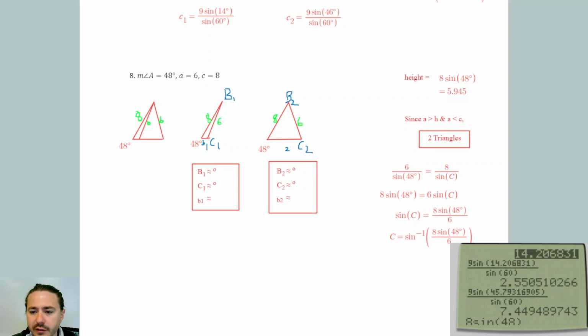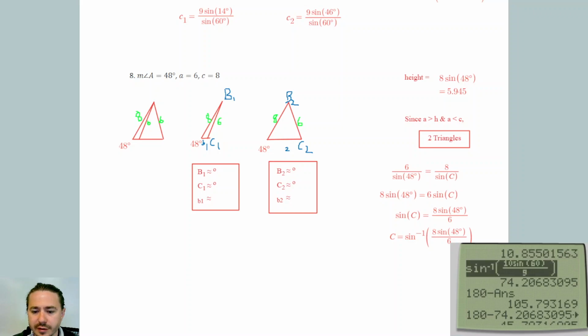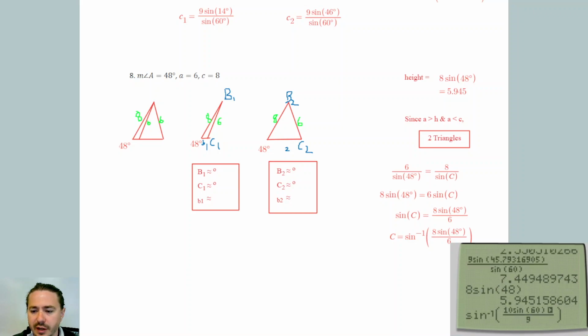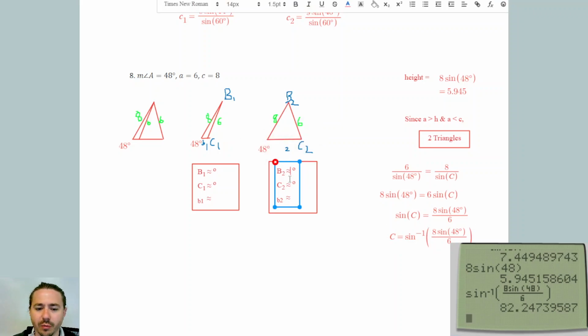I'm going to see if I can't just copy what I had before. Is it too far up? Ah, there it is. Okay, so the inverse sine of 8 times the sine of 48 divided by 6. Okay, 82, that is an acute angle, so that's going to be this one over here. What you'll find is that you're pretty much always going to get this bigger one first. Okay, so B2 is going to be 82 degrees, roughly.